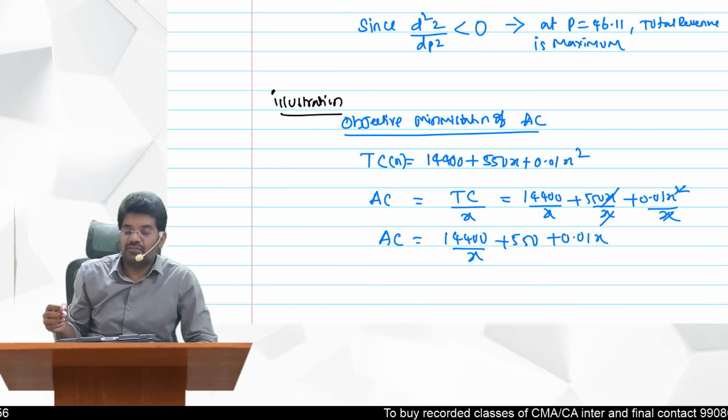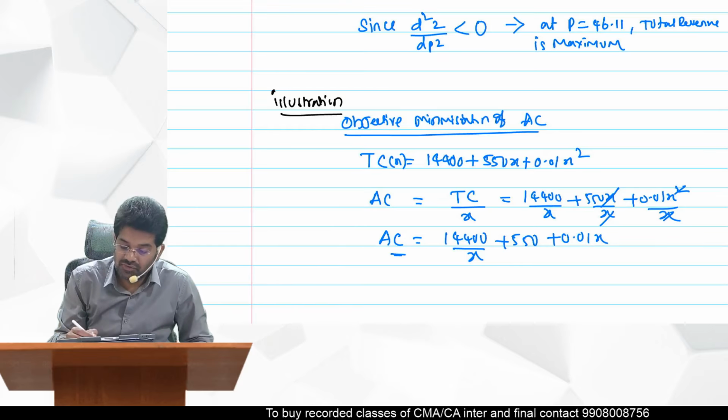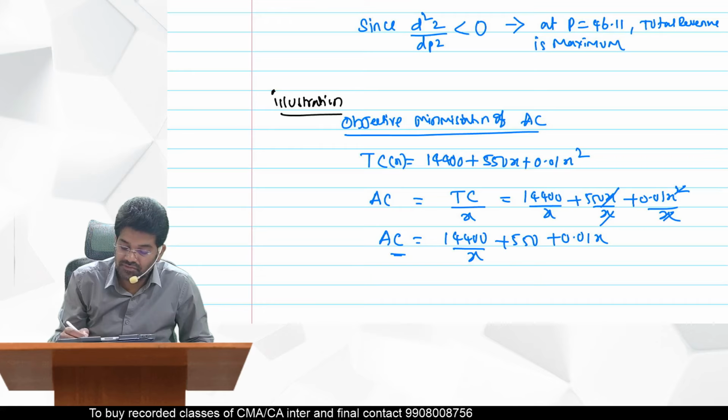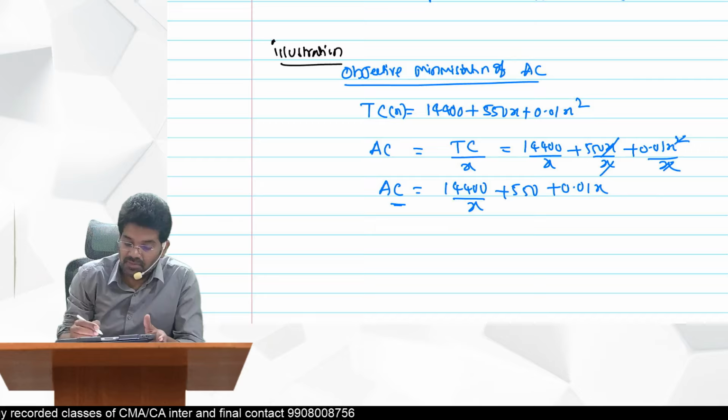So this is your average cost. Now this I should minimize. So this is my equation, first equation. Okay. This is your cost equation, average cost equation. Step number 1 this is.